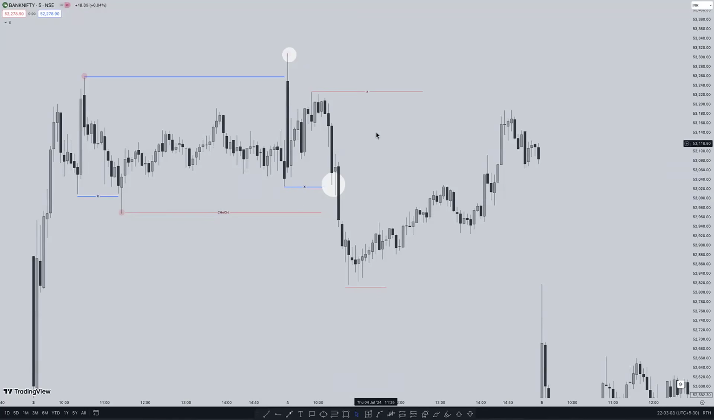After the CHoCH, where is the inducement? I mark here. Please see very clearly that I mark this as the inducement. That's why I'm saying please listen everyone very carefully and write down in your notebook. So after the CHoCH, this is the inducement, and after creating this inducement, if the market creates a move between this inducement and this low, we can mark this as a counter trend.